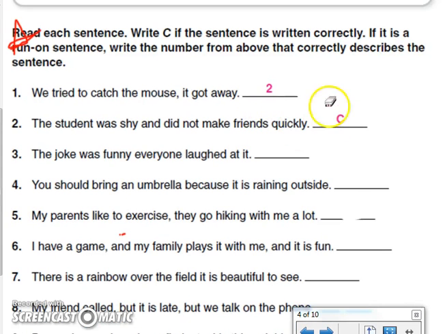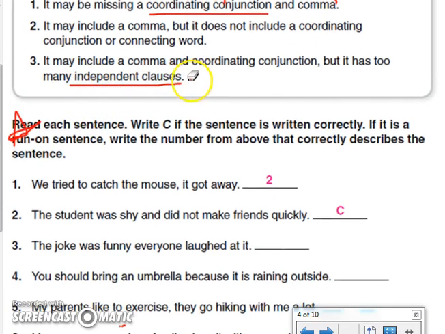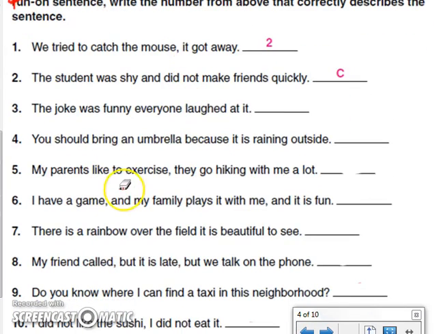So what we're looking for is, is it correct? C. If it's not, was it mistake number 1, it forgot a fanboy or a comma? Or was it number 2, did it have a comma but it forgot a fanboy? Or does it have a comma and a coordinating conjunction but has too many independent clauses? All right, so let's read these. You're going to pause after each one and figure it out.